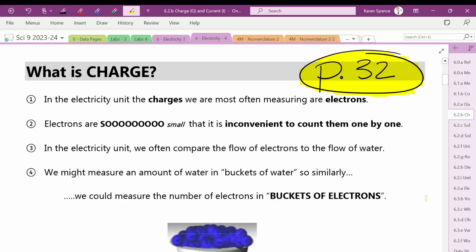On page 32, in the electricity unit, we are going to be talking a lot about charge, okay? And we already know a lot of things about charge. But in the electricity unit, we are mostly talking about electrons. We're not usually talking about ions, although if you go into chemistry 12, you will be talking about ions. But grade 9 electricity, all about the electrons.